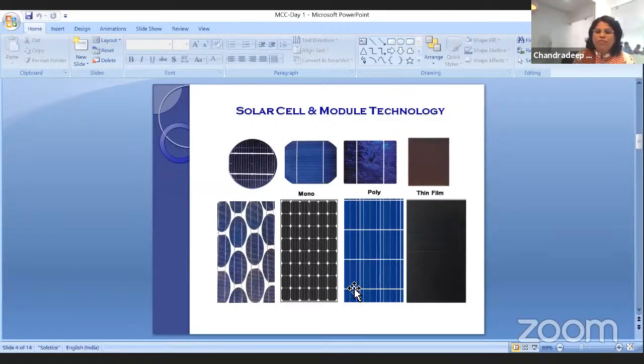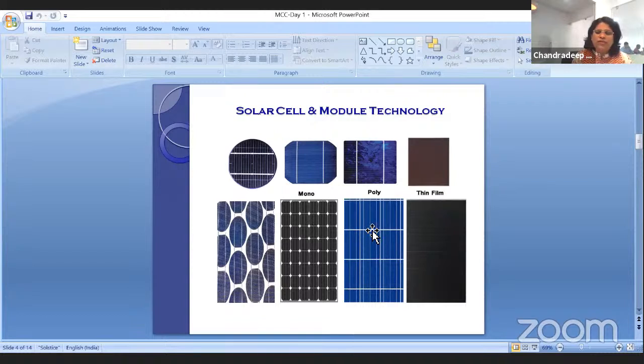So when you buy, you have to see which module you are buying. You cannot blindly bring it and put it on and think that it starts working. No, you should buy it properly, and which technology you are buying is most important. Monocrystalline has high efficiency, for the current situation in the world. High efficiency means cost is also high.